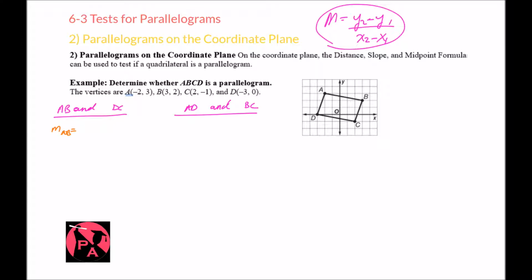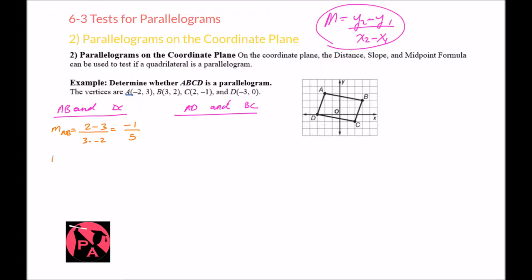Now points A and B are here. So x1, y1, x2, y2. So subtract the y values, 2 minus 3 divided by 3 minus negative 2. So the numerator becomes negative 1. 3 minus negative 2 is 5. Now this is the slope of AB.